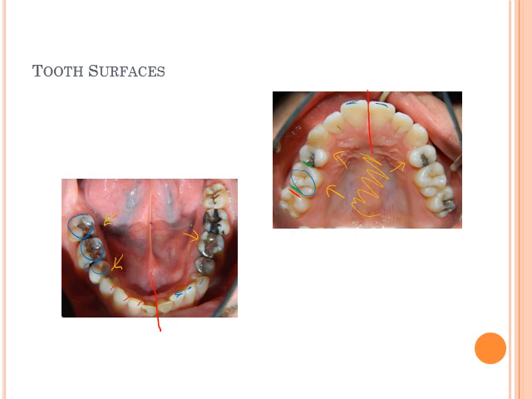And then lastly, we have the facial surface, which is a collective term for the outside areas. But if you want to be more specific, you can refer to the posterior teeth as buccal and the anterior teeth as labial.